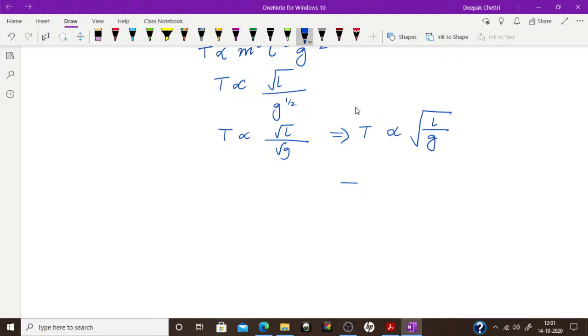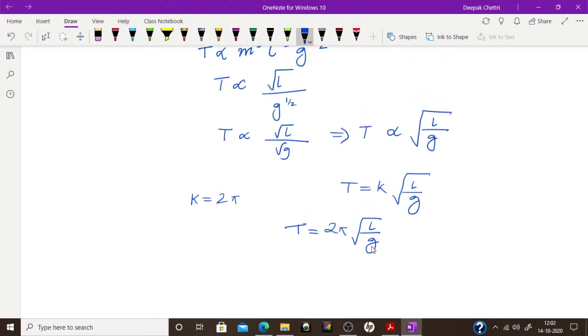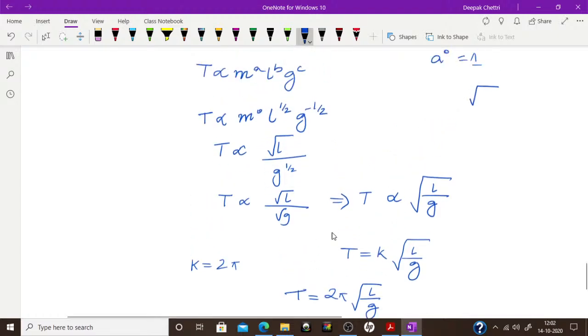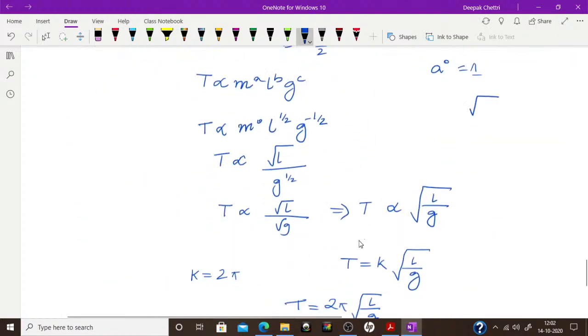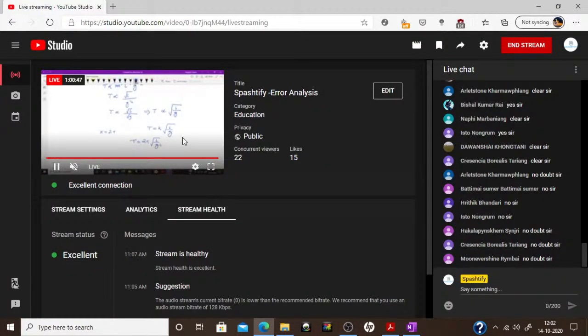If I remove the proportional sign, I get a constant k, and again root of l by g. By experiment it is found that k is equal to 2 pi. So the formula for t will be 2 pi root over l by g. Okay, so you see we have found a formula for time period. It depends on the length of the pendulum and the acceleration due to gravity, to the power half, the root of this. So we do not know anything, but from dimensions we have found this formula. Is this part clear? How I found the value of t? Is it clear?